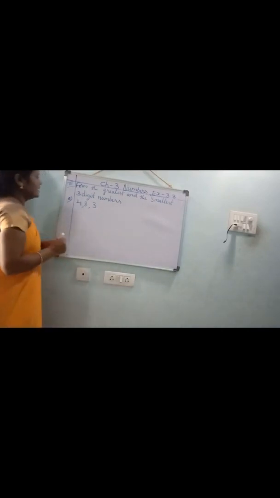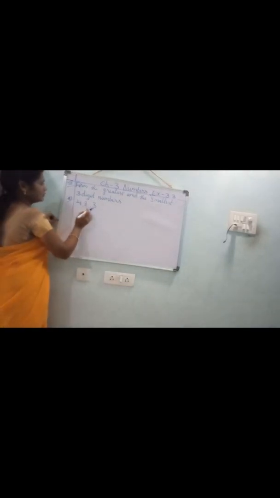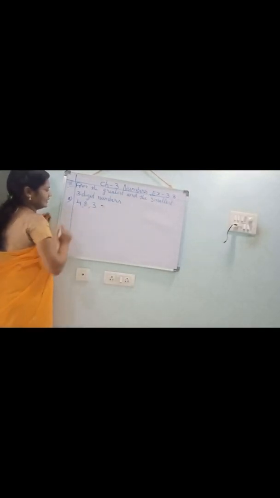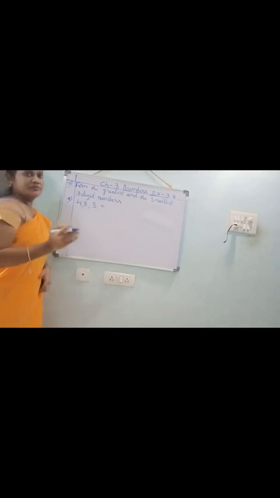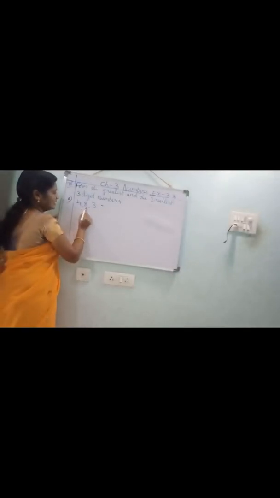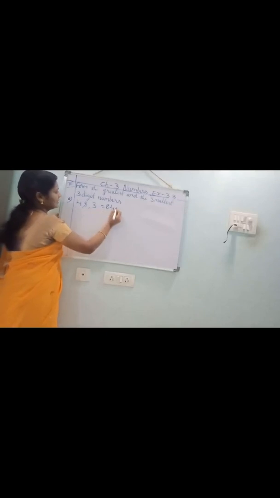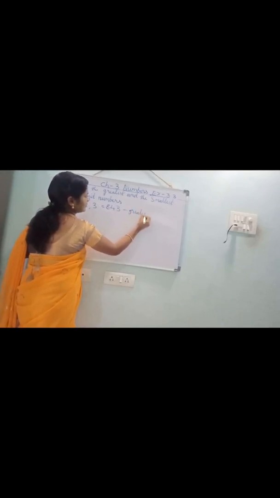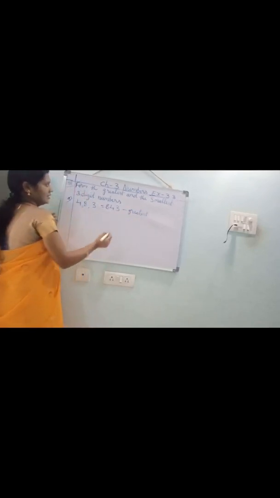Yeah, children. Form the greatest and the smallest 3-digit numbers from the given numbers. Okay. See, here they have given the numbers. What are the numbers? 4, 8, 3. From these numbers, you should form the greatest number and the smallest number. In these numbers, which one is greatest? 8 is greatest. After 8, 4. After that, 3. 843 is the greatest number. Understood, children? Greatest number.